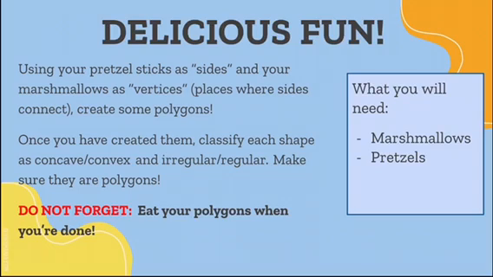Next, we'll have another experiment. For this, you'll need marshmallows and pretzels. So using your pretzel sticks as sides and your marshmallows as vertices, connect them together and create your own polygons. Remember, once you've created them, classify each shape as concave/convex, or irregular or regular. Make sure they are polygons again by our rules. And do not forget this essential step. Do not forget to eat the polygons when you're done.